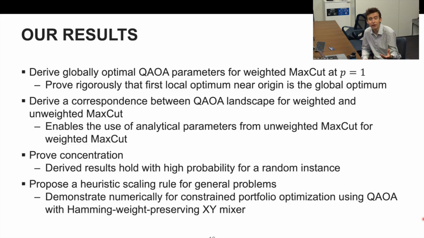Finally, we take these theoretical results for weighted max cut, and we propose a heuristic rule that we demonstrate numerically far outside of its theoretical assumptions. So we take a look at constrained portfolio optimization with a Hamming weight constraint, and we use the Hamming weight preserving XY mixer and QAOA. And we still see that our simple heuristic improves parameter optimization drastically.